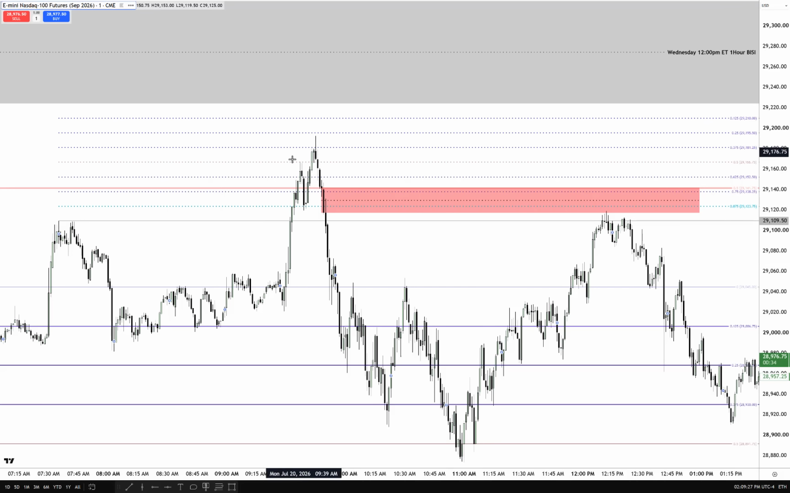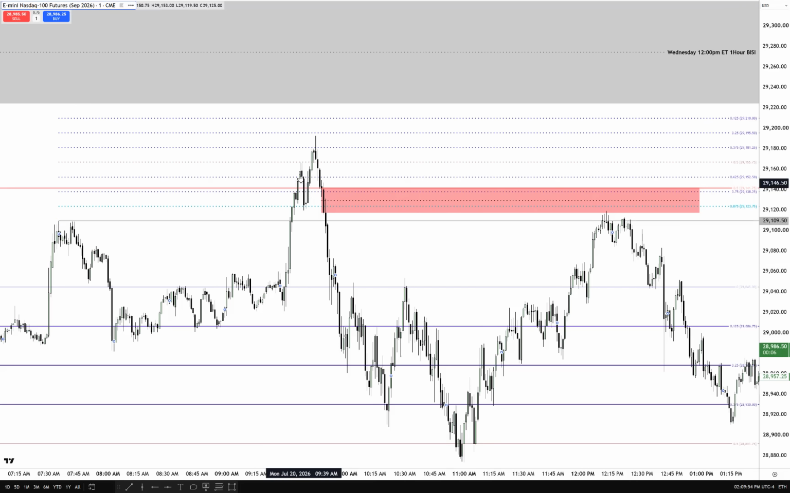But notice the first time it hit consequent encroachment, that's this level right here. The bodies couldn't touch it. It was just the wick. And then we ran right through it here, and we get to this octant here, 0.375. And it fails to touch the upper quadrant. So there's 3 things happening here. The bodies can't touch consequent encroachment, breaks lower.